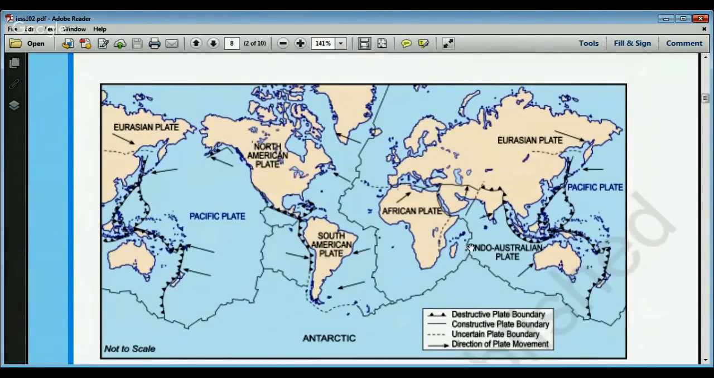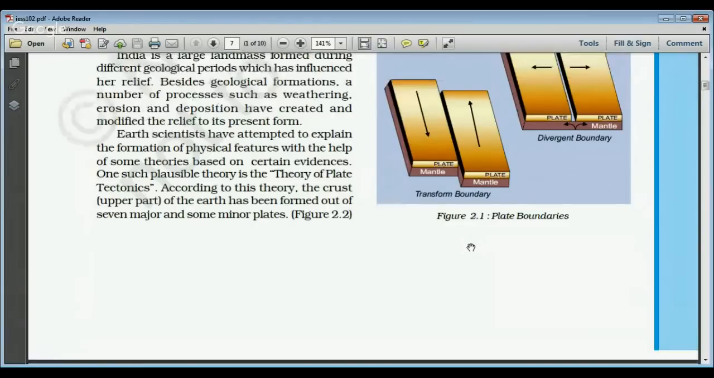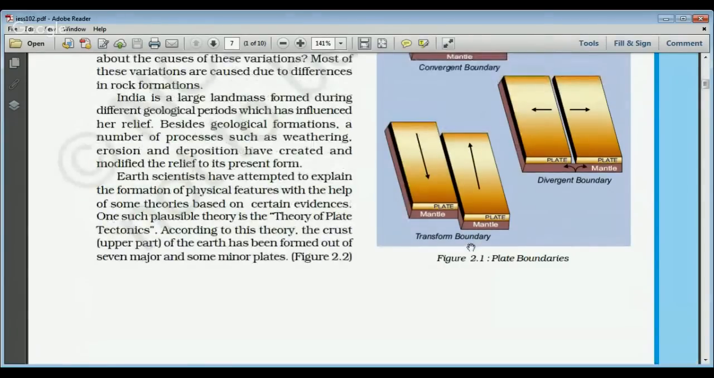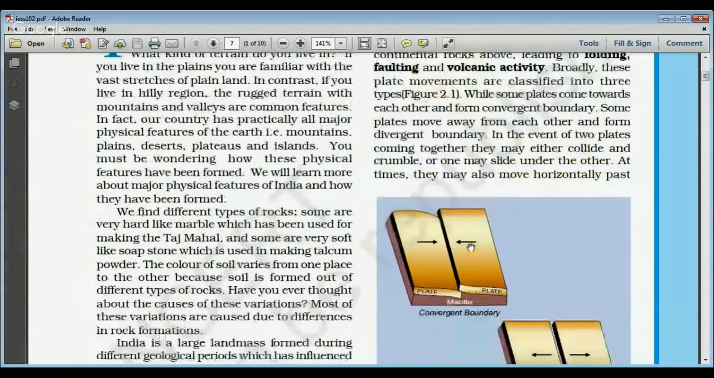So the upper part of the earth, that is the crust, consists of various parts, and they are known as plates. These are also known as lithospheric plates, because the lithosphere consists of the upper part of the earth, that is the crust, plus some parts of the mantle. According to this theory of plate tectonics, these seven major lithospheric plates interact with one another, and they result in the formation of various types of landforms and various continents on the earth.